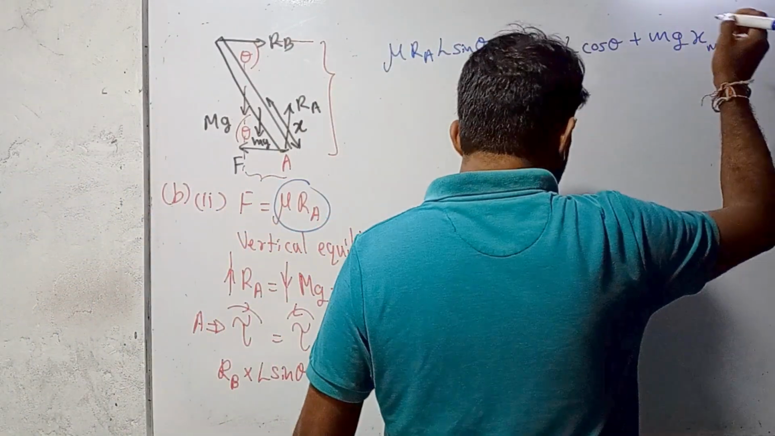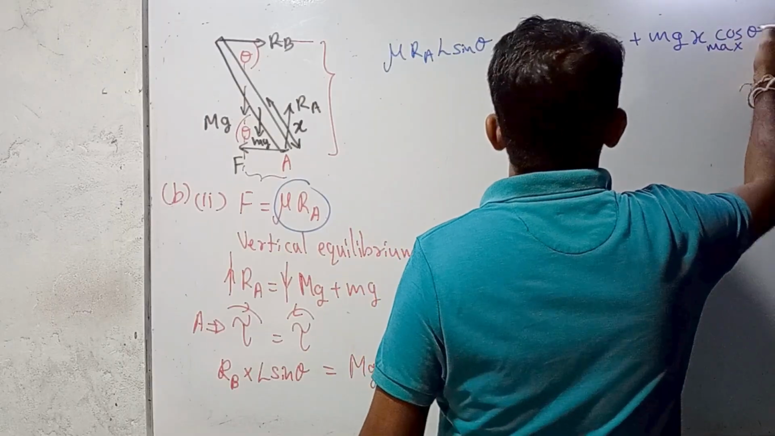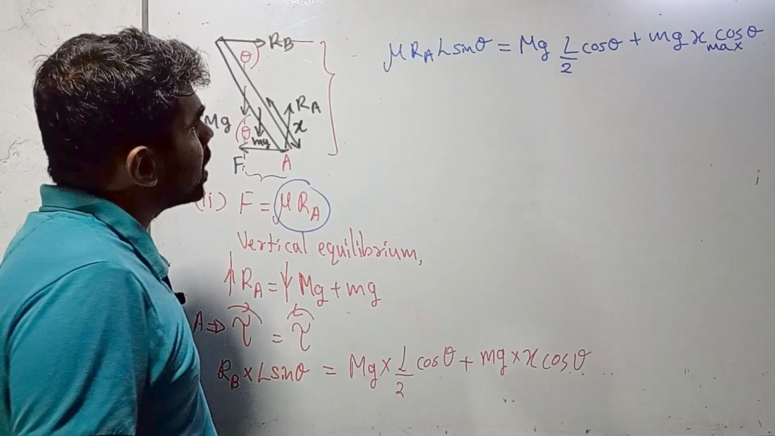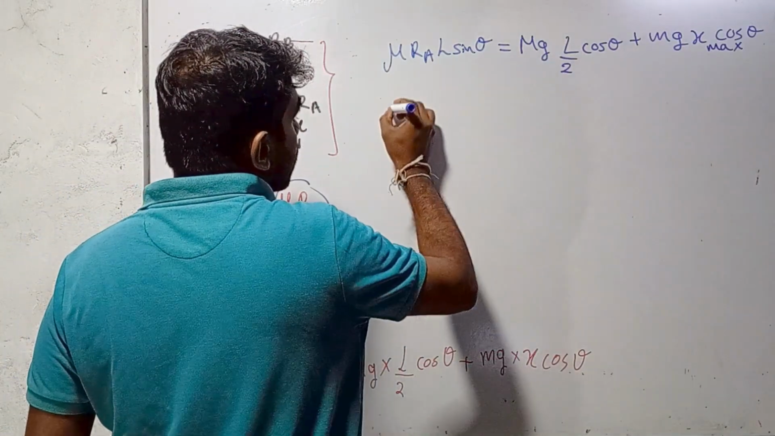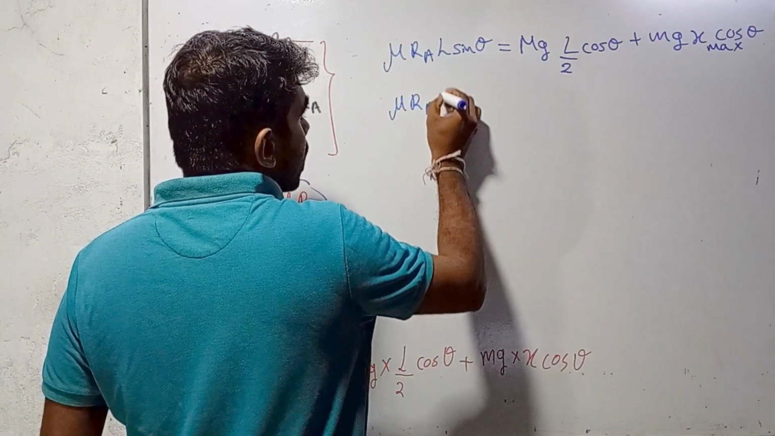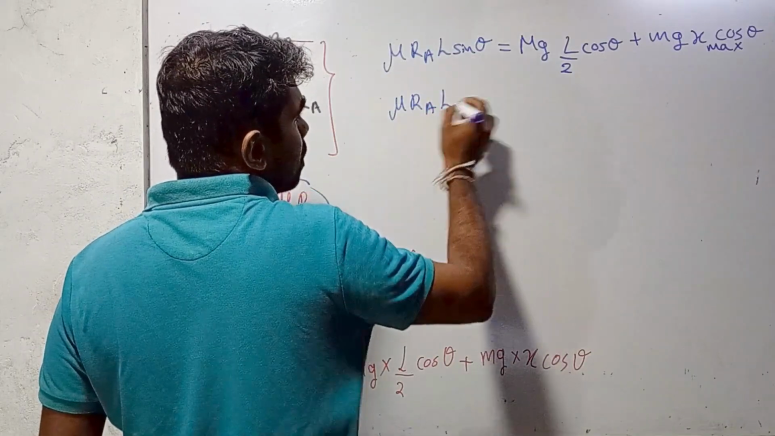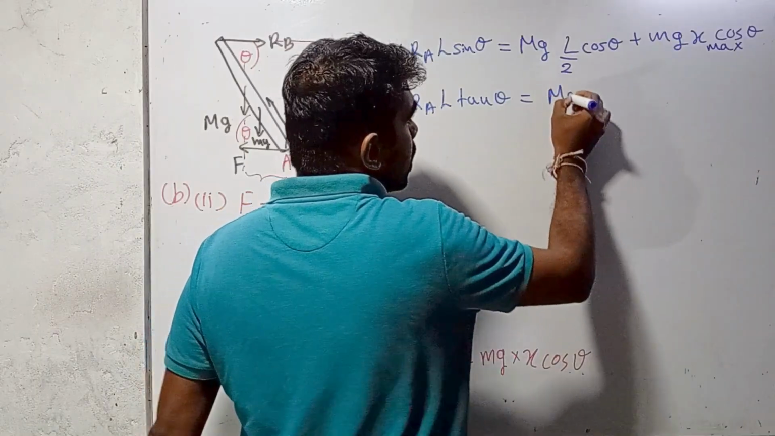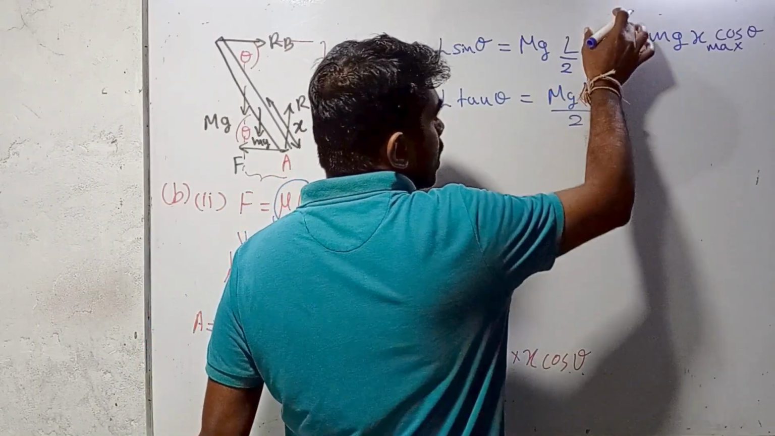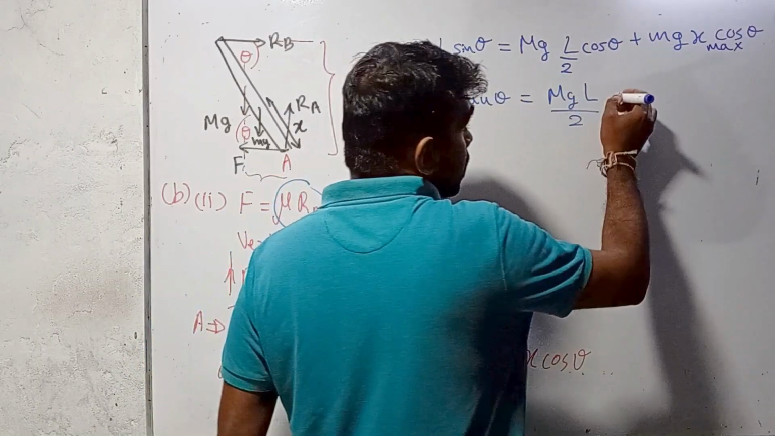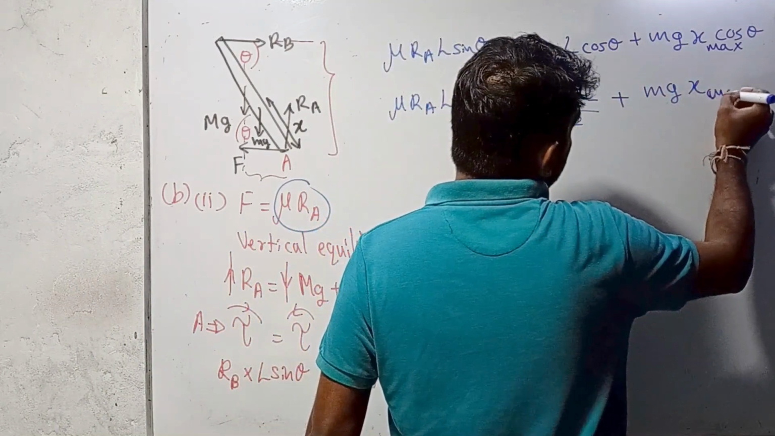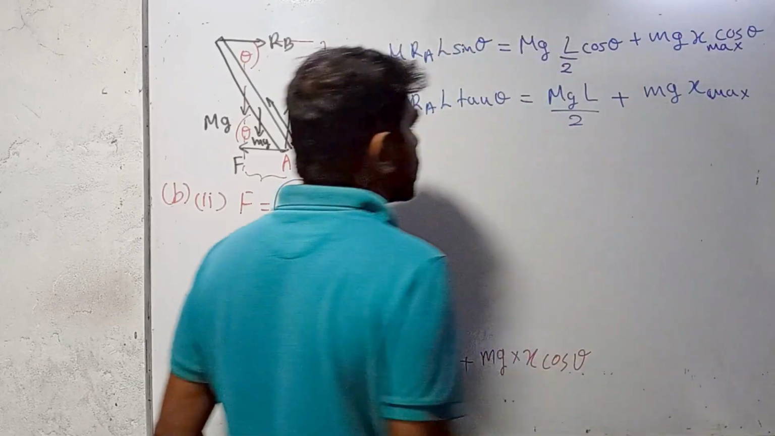Therefore, x max cos theta. Now we can divide all three terms by cos theta. Then mu Ra L sin theta divided by cos theta is tan theta. Capital Mg L over 2 cos theta divided by cos theta is 1. Simple Mg x max, again cos theta divided by cos theta is 1.